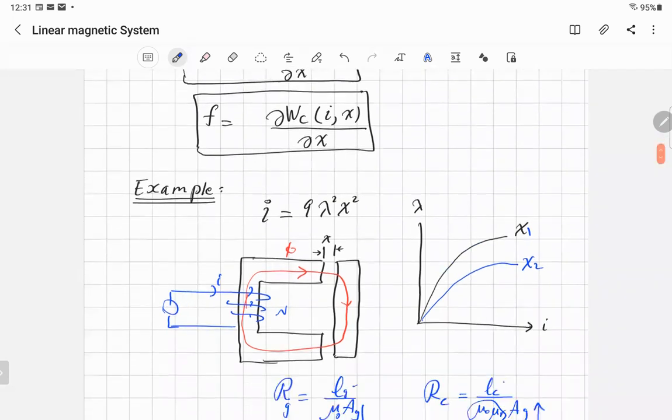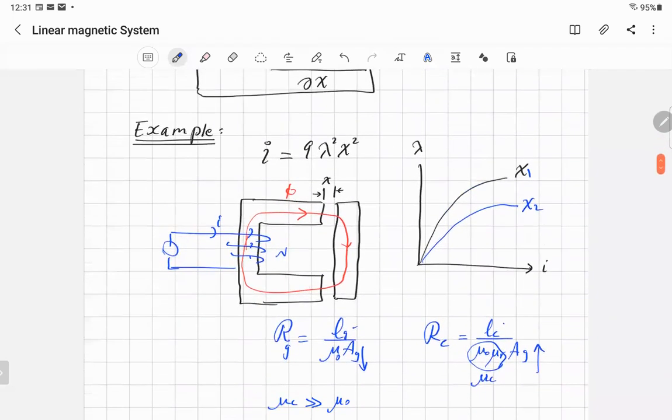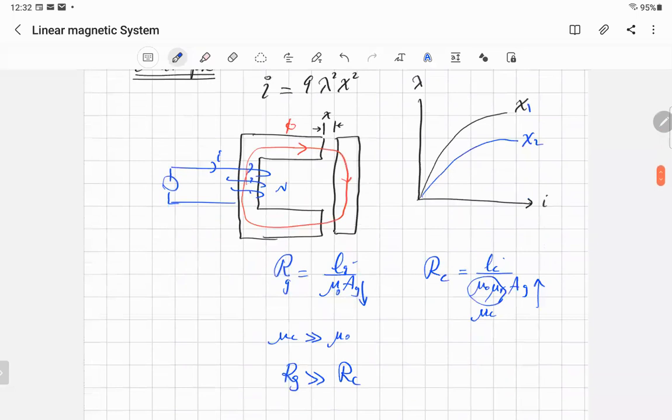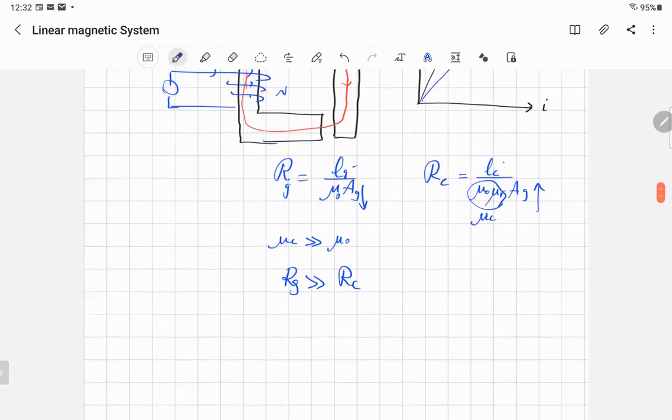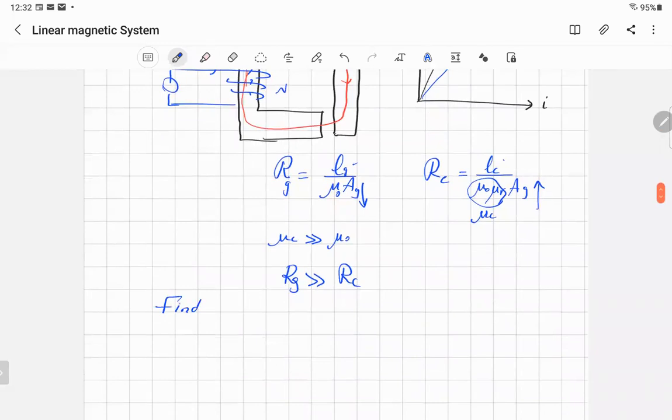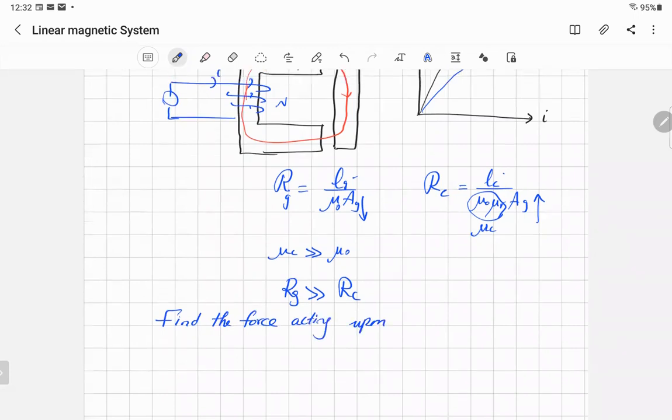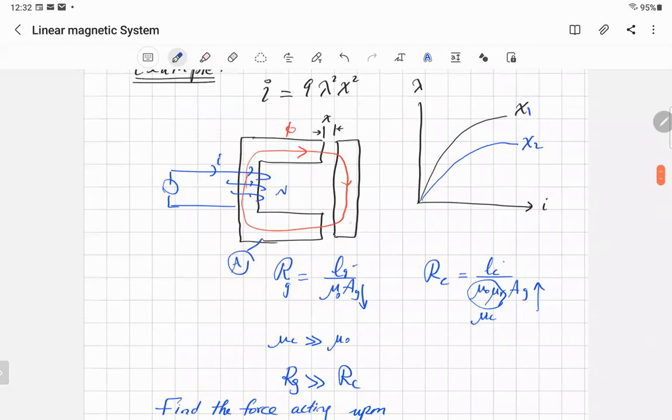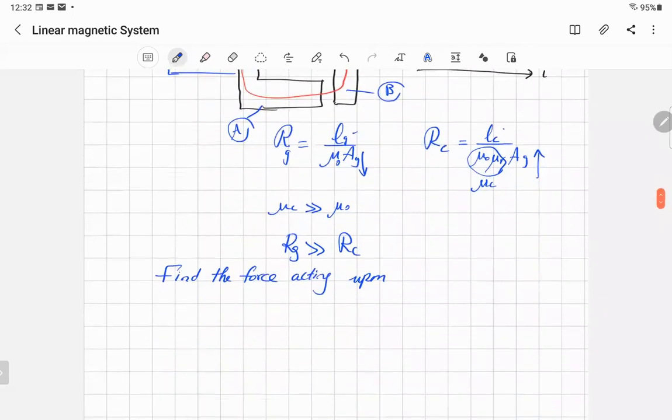All right. Let's now go to this problem. The current is proportional to what? The flux and the displacement x. Now we understand why. We need to find the force acting upon, let's say that's member A and that's member B, acting upon member B.